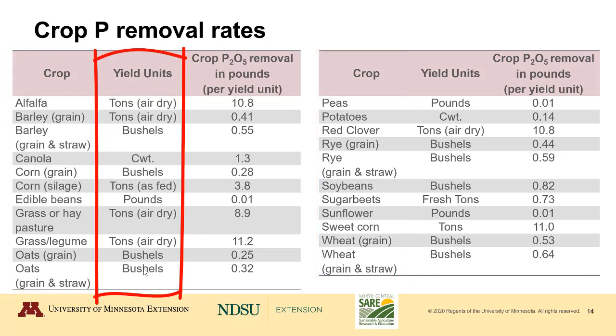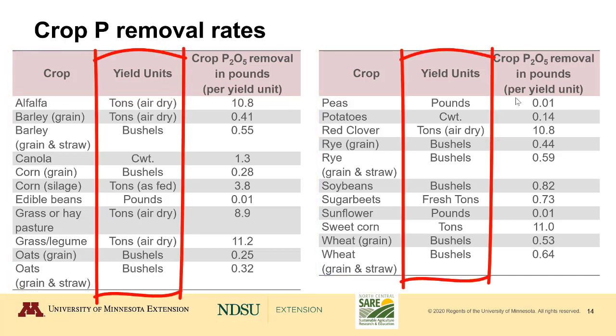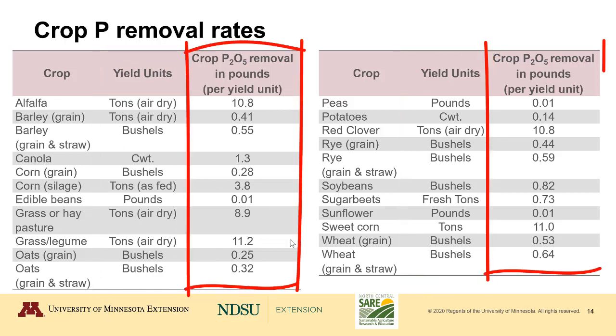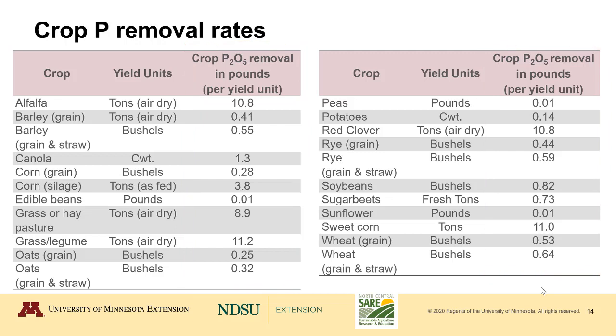Yield units, so what yield we might be talking about, is in the middle of each table. And then the amount of P2O5 removed in pounds. Now P2O5 is considered a form of phosphorus, but realistically it's not actually something that plants take up. But a long time ago, some folks in the fertilizer industry decided that's how they're going to label fertilizer bags. And that has continued until today.